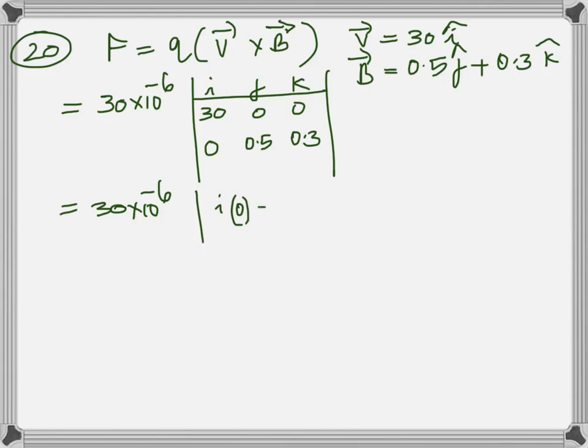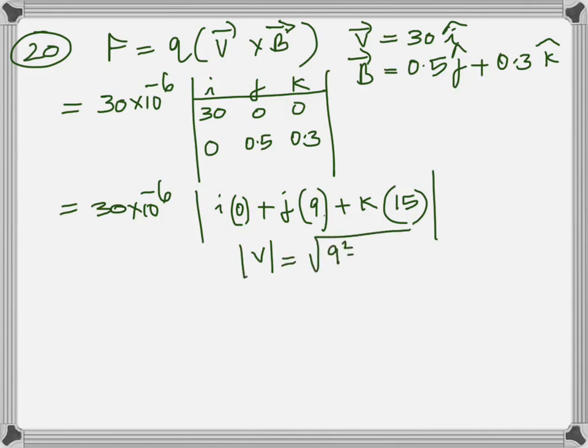See, i times 0 times 0.30 and that is 0. j will give you 30 times 0.3, which is 9, and k will give you 30 times 0.5, which is 15. So you take the magnitude by squaring 9 and 15, adding them, and taking the square root to get 17.49 meter per second.